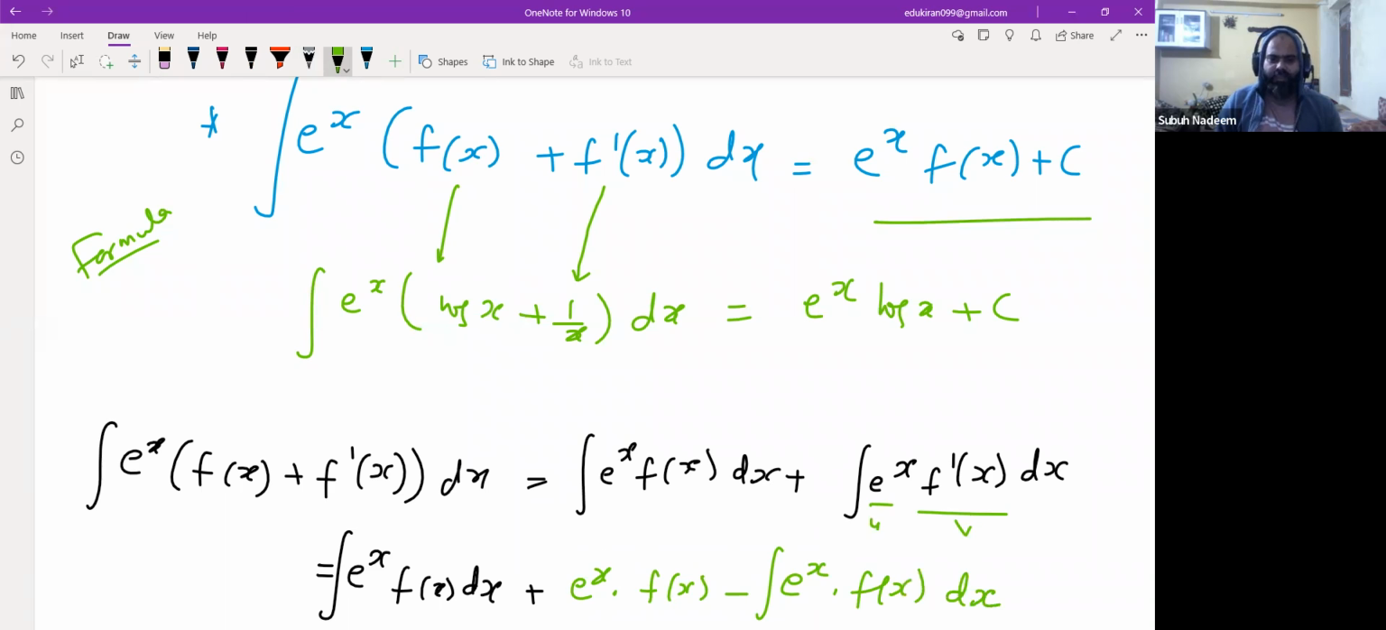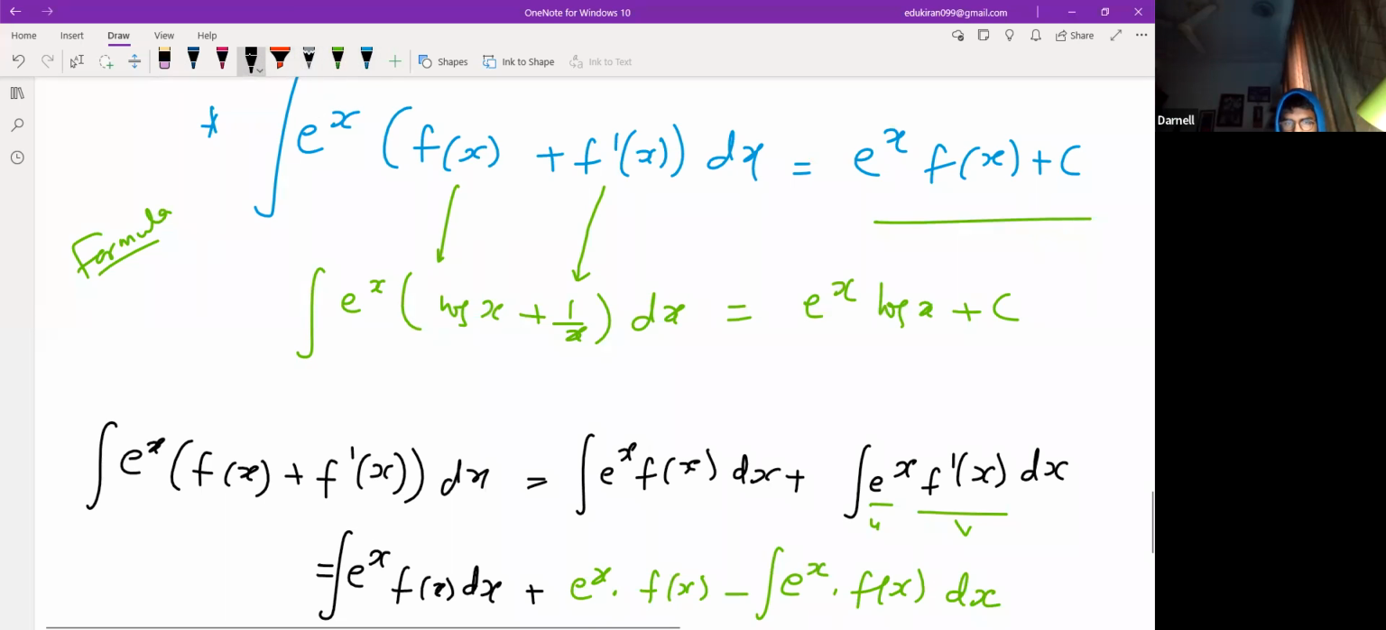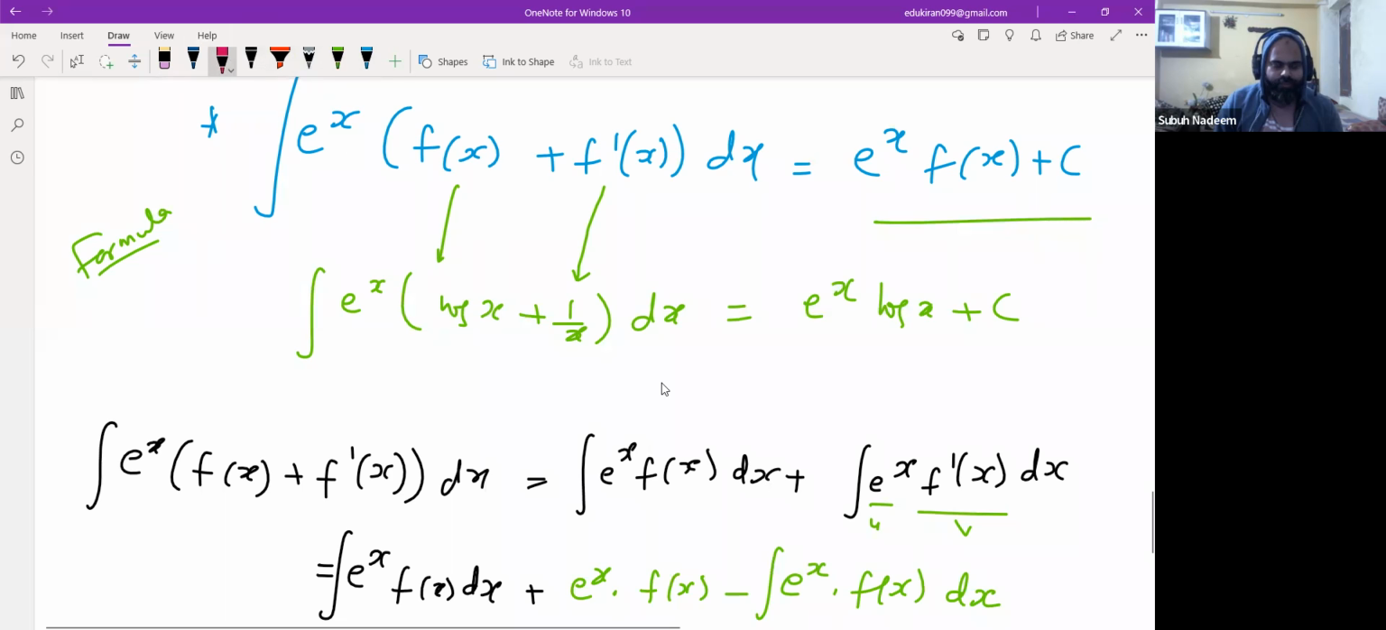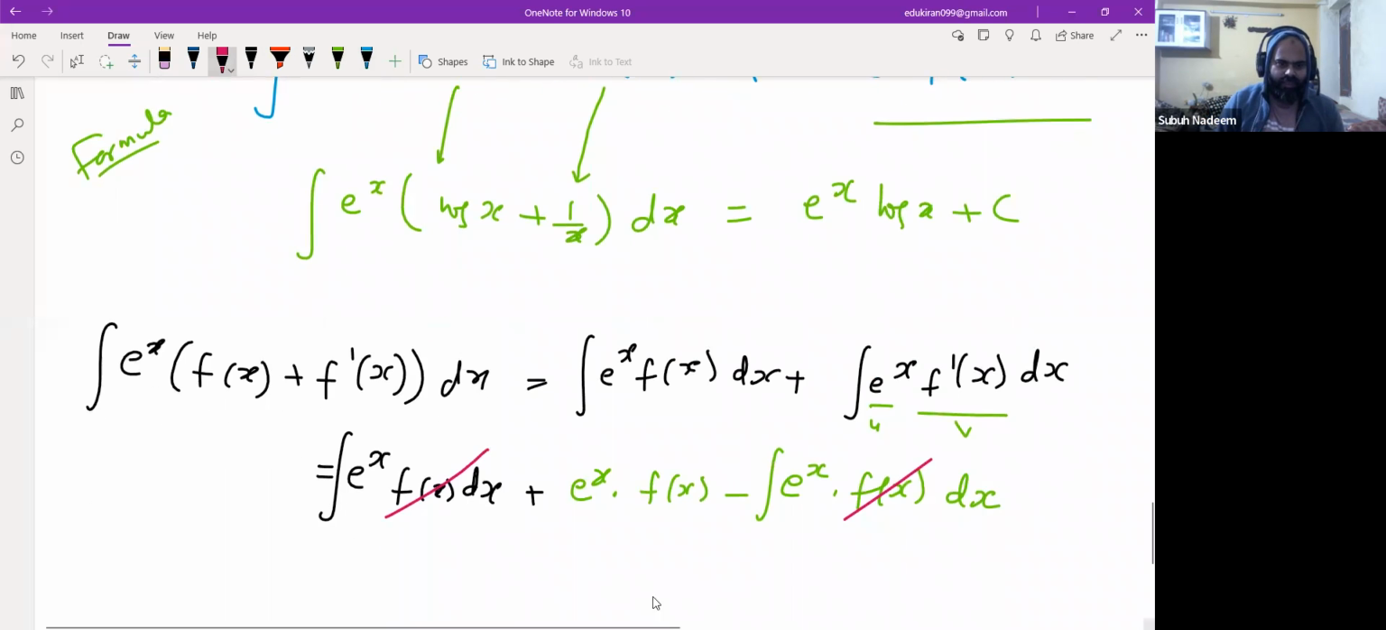Can we write it like this? Yes. Okay. Now after doing this, the first term and this last term are the same but of opposite sign, so they will cancel. And you'll get e to the power x fx plus c as your answer, constant of integration. So you can directly say that in such a situation, you don't have to show these steps. You can write it like this.